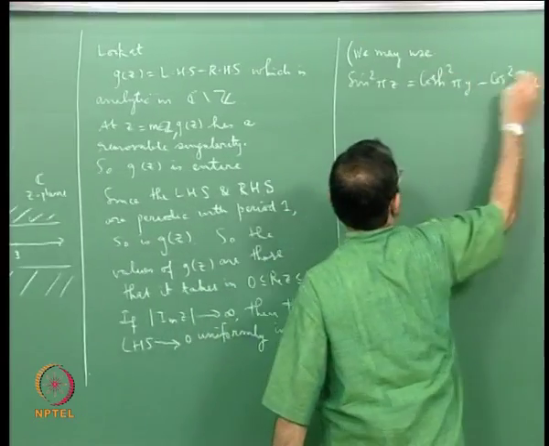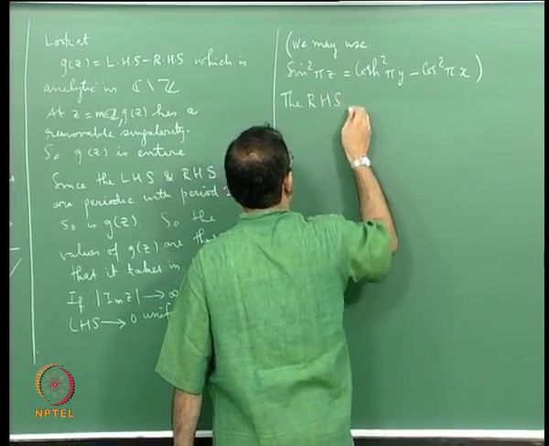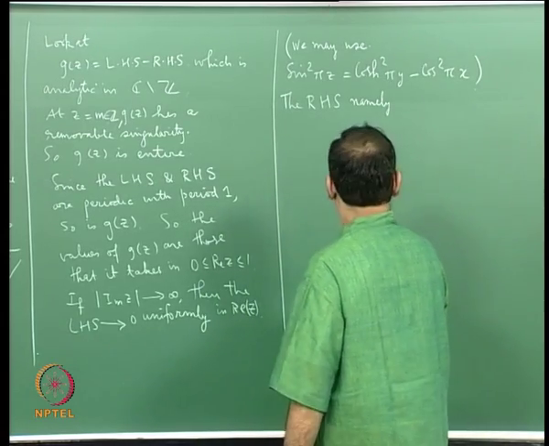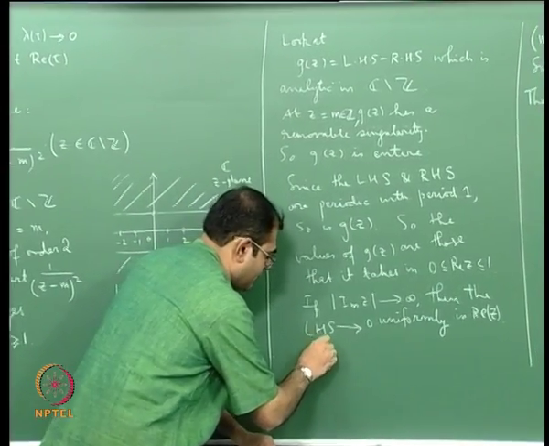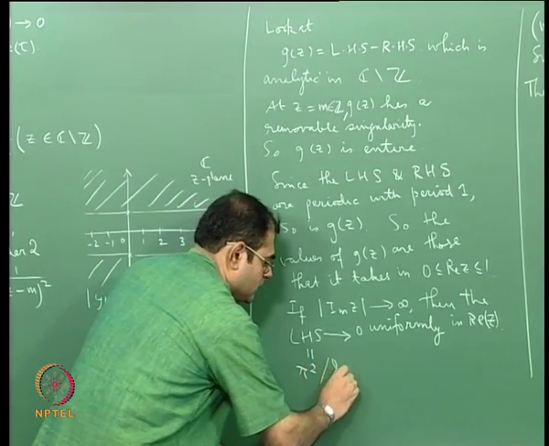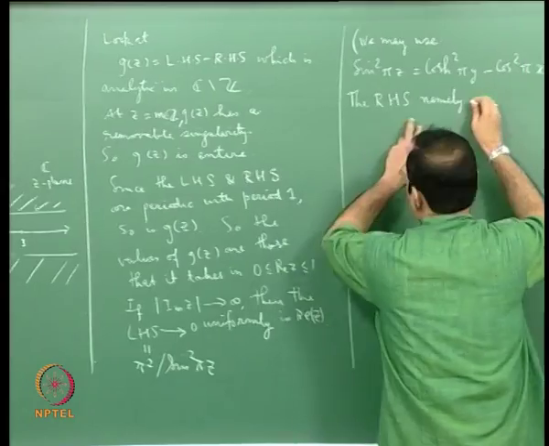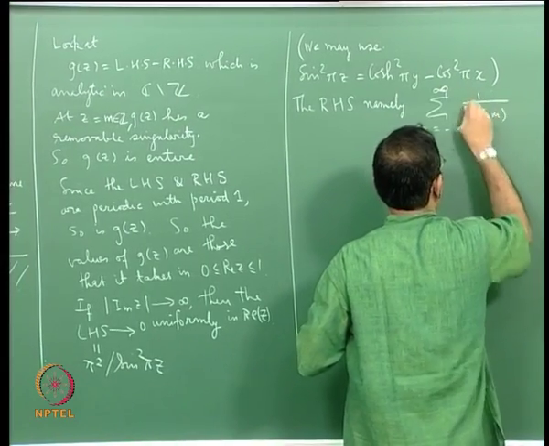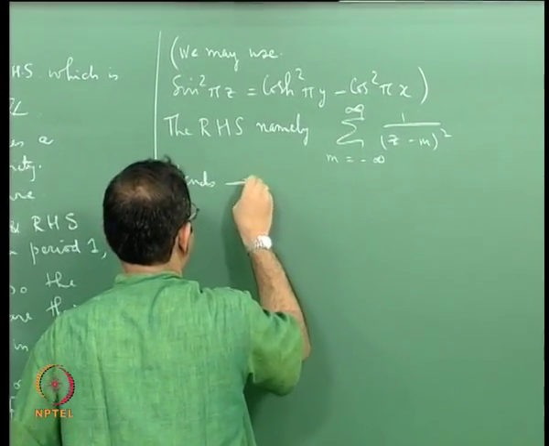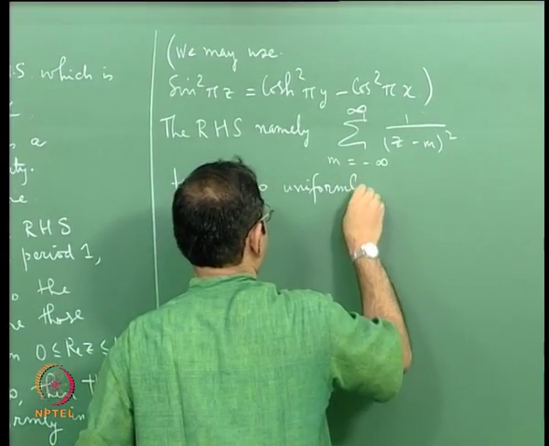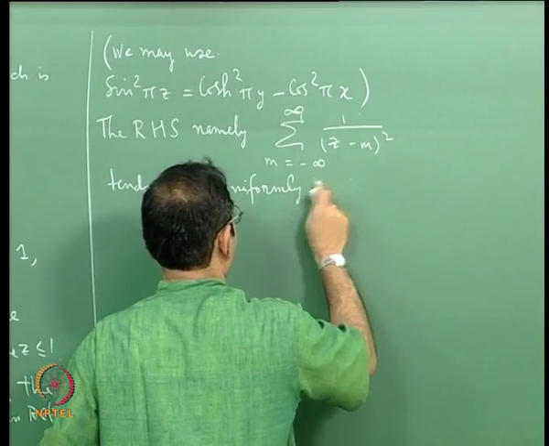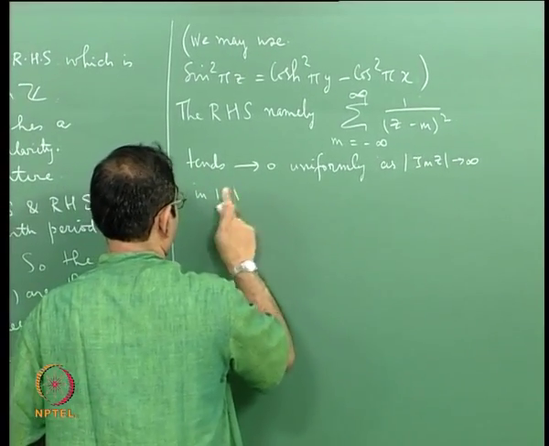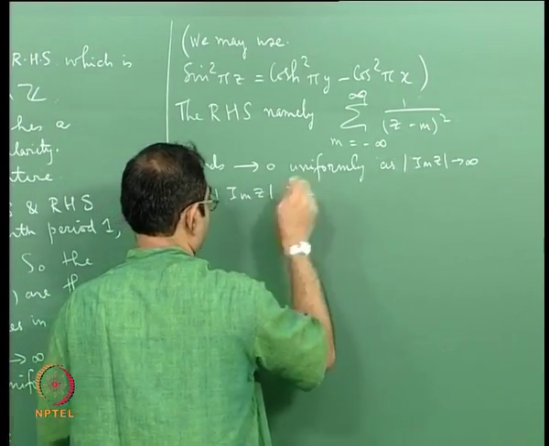So here I should say of course by the LHS I mean pi squared by sin squared pi z, and by RHS I mean that series, sigma m equal to minus infinity to infinity, 1 by z minus m the whole squared. Both tend to 0 uniformly as modulus of imaginary part of z tends to infinity, for modulus of imaginary part of z greater than or equal to 1.